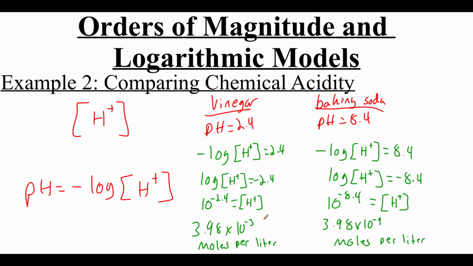Now, as we're looking at this scientific notation, we can see that there's a difference of 6, meaning that there's a 6 order of magnitude difference between these two solutions. And same thing as I look at the pHs, we can see that there's a difference of 6 in the pHs. Now, 6 orders of magnitude really means 10 to the 6th power, which is 1 million. So the hydrogen ion concentration of the vinegar is 1 million times higher than that of the baking soda.